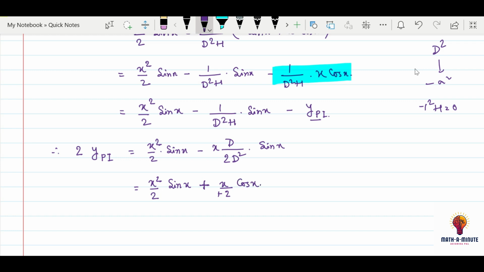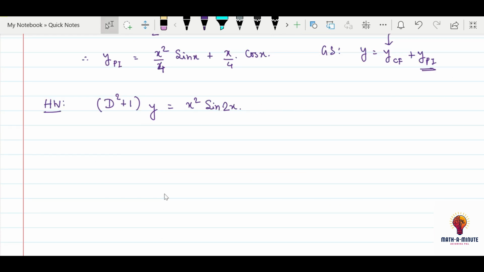Therefore, the YPI will be x square by 2 into 2, so it will be x square by 4 sin x plus x by 4 cos x. And for the general solution, we know that we have to add YCF plus YPI. I already calculated this YPI. Now it's your job to find YCF and write the general solution.